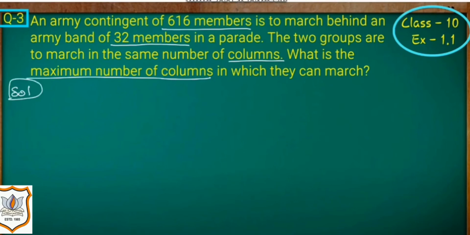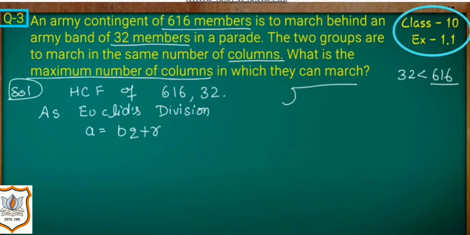Now the next question, Question 3. An army contingent of 616 members is to march behind an army band of 32 members in a parade. The two groups are to march in the same number of columns. What is the maximum number of columns in which they can march? Here we have a total of 616 members and an army band of 32. In this question, we have to find the HCF of 616 and 32.